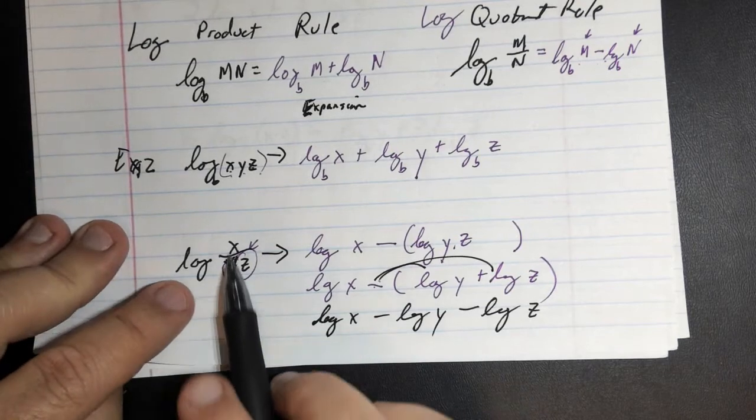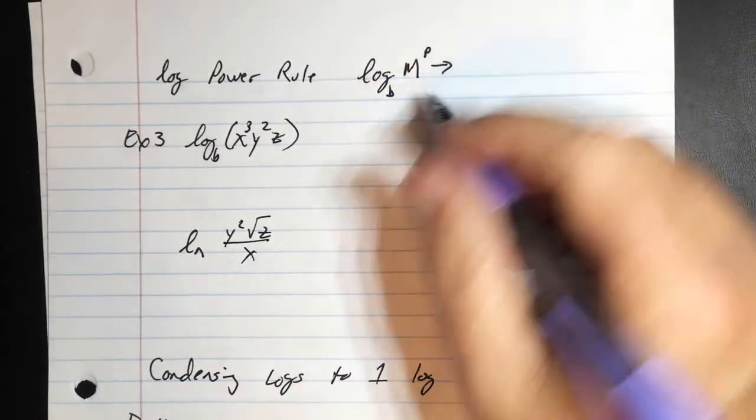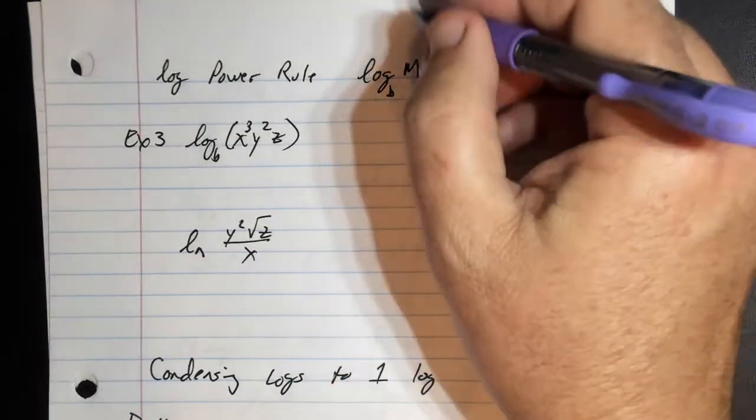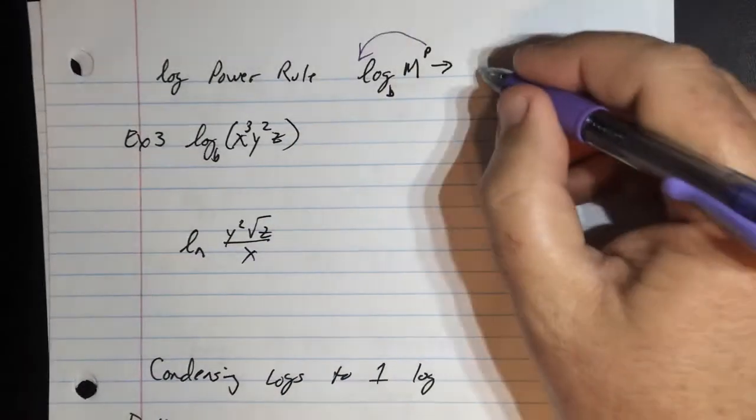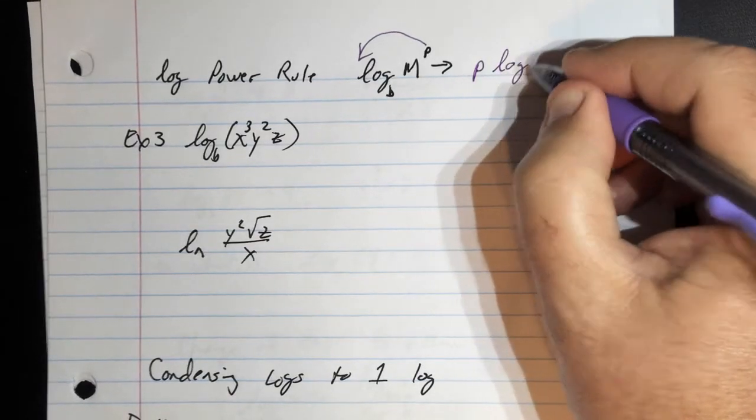Now, if there's only 2 letters, then there's only 2 expansions. Now, the third log rule is the power rule. And that's saying that if I have log base b of n to some exponent, we can actually bring that exponent in the front, and we get the power is now in front times log base b of n.